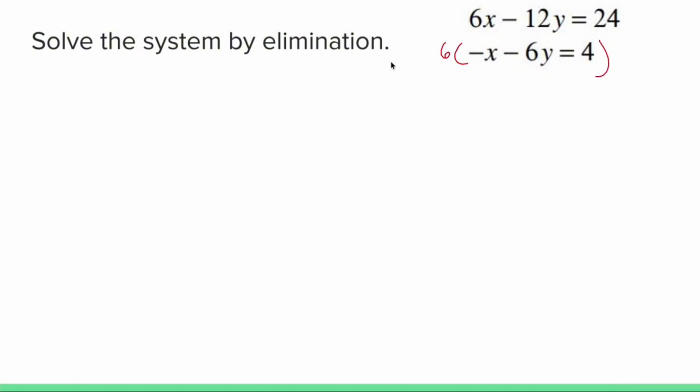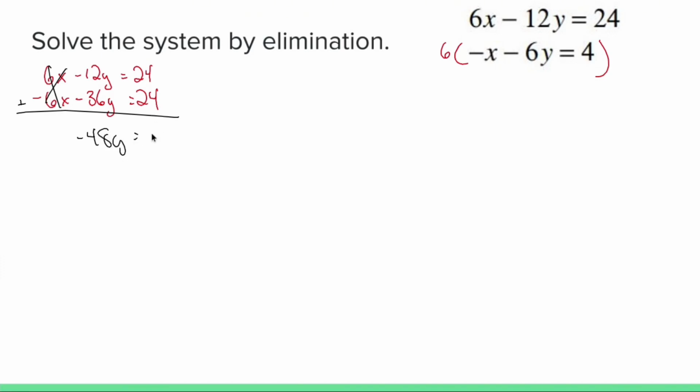So let me rewrite this out, changing the bottom. The top isn't going to change. It's still the same guy that it was at the very beginning. 6 times negative x is negative 6x. 6 times negative 6y is negative 36y, and that's going to equal 6 times 4, which is 24. Add the rows. 6x plus negative 6x goes away. Negative 12y minus 36y is going to be negative 48y, and 24 and 24 is 48.